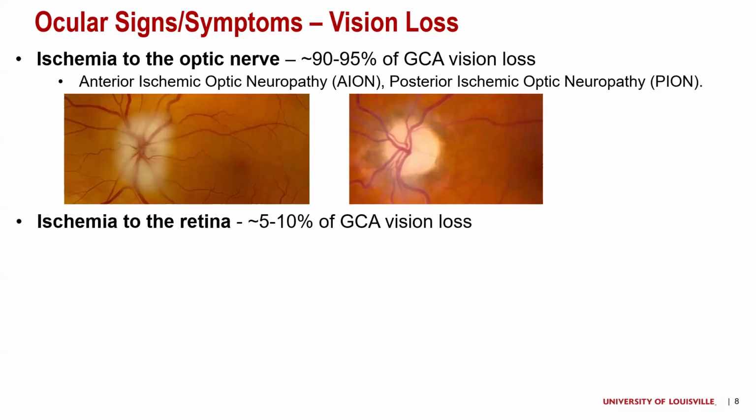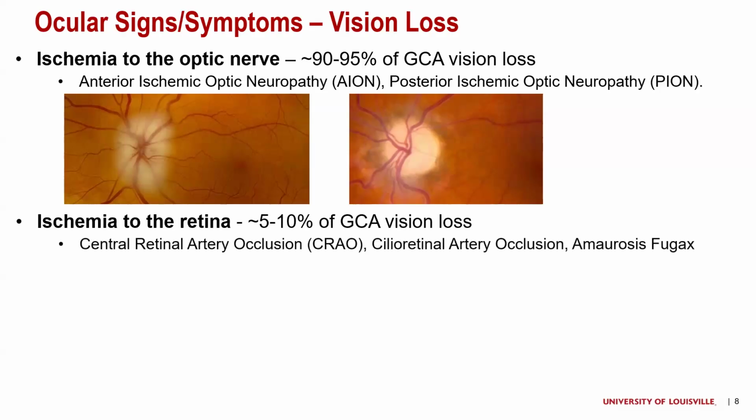So most vision loss from giant cell arteritis is due to ischemia to the optic nerve, but there's also a decent number who have ischemia to the retina. This is about 5 to 10% of giant cell arteritis vision loss. It's going to be in the form of either a central retinal artery occlusion, a ciliary-retinal artery occlusion, or amaurosis fugax.